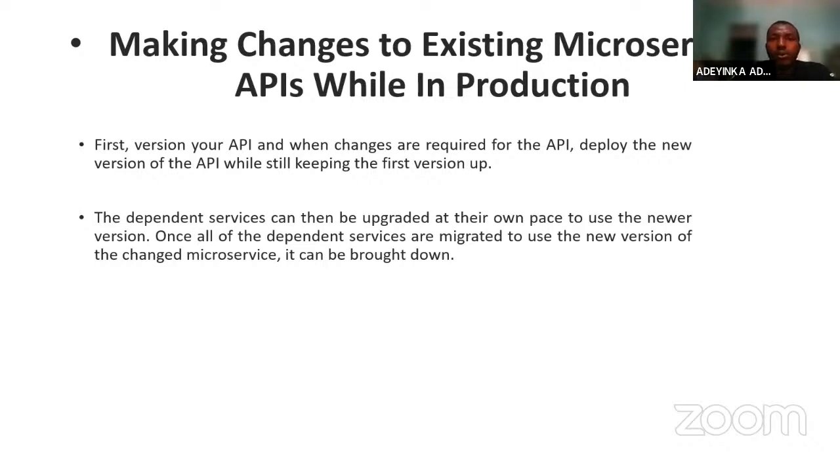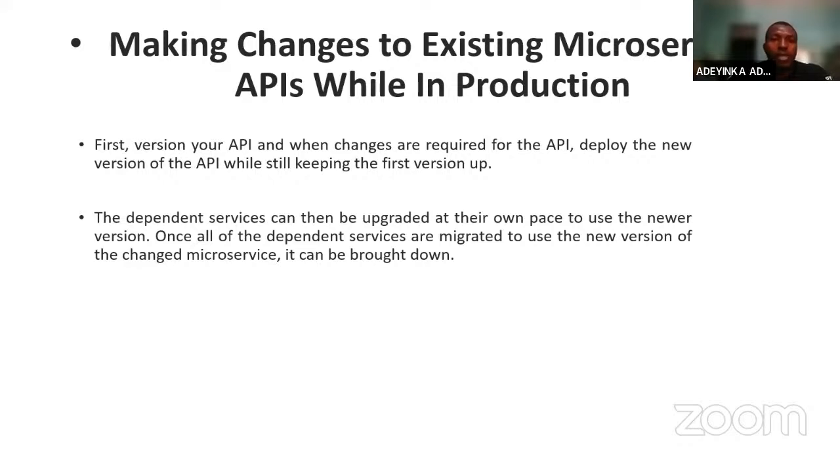Once your code is in production, you have to constantly make changes to existing microservice APIs. To do this, you first have to employ a versioning system when changes are required to your API. So you first version your API, then when changes are required, deploy the new version of the API while still keeping the first version up.